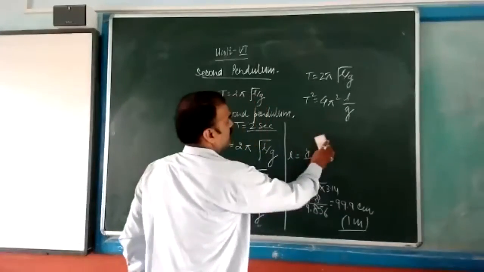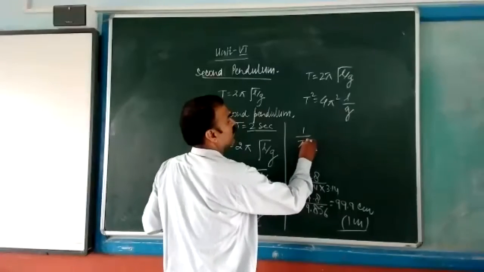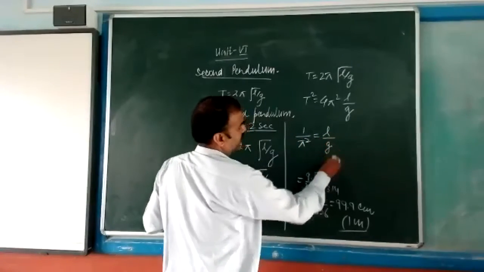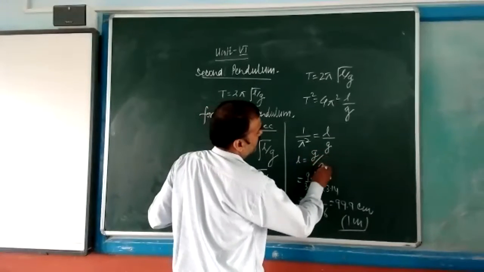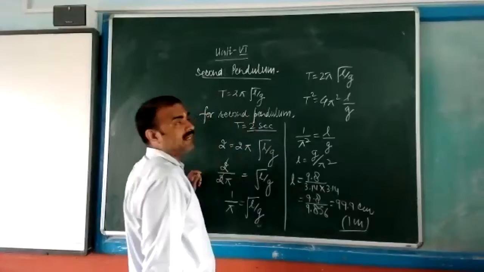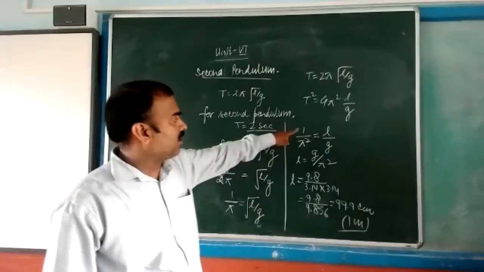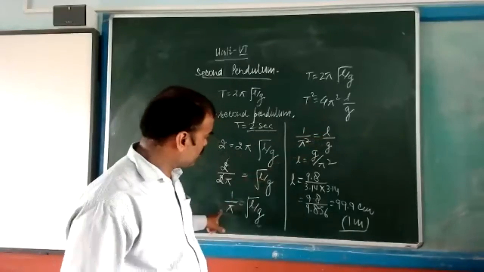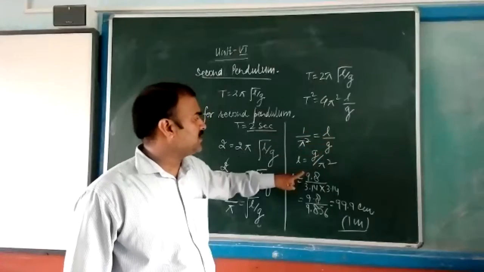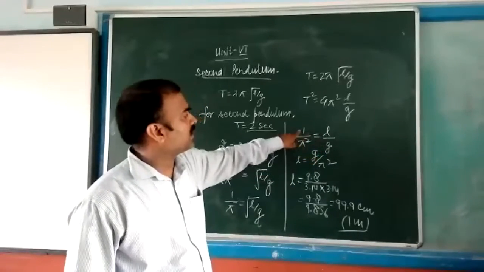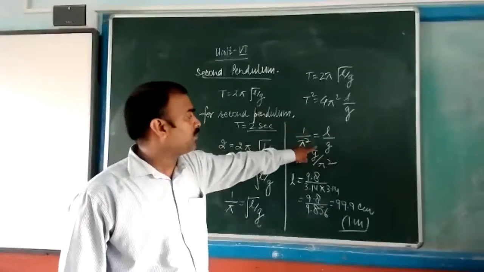Now, squaring both sides, 1 upon pi square equal to L by G. Then L equal to G upon pi square. Now it is clear. 1 upon pi equal to under root L by G; squaring both sides, 1 upon pi square equal to L by G. So L equal to G upon pi square, as this G will come here.